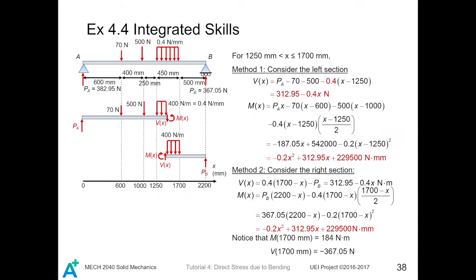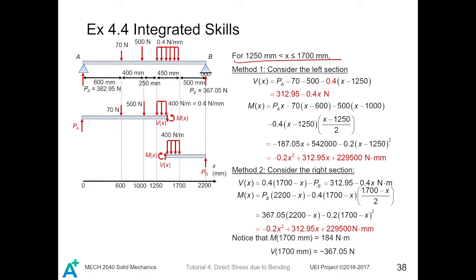Actually, no matter how you find the moment and the shear force, from the left section or right section as you like, as long as you keep the correct sign convention, then you will get the correct answer. Now let's consider X from 1250 millimeters to 1700 millimeters. We adopt two methods to find the moment. One is the left section and another one is the right section.